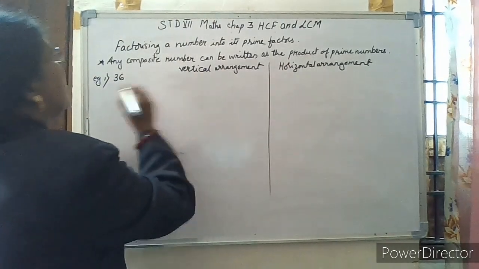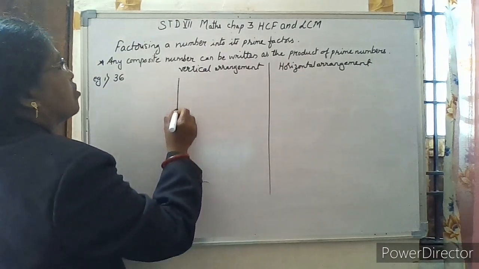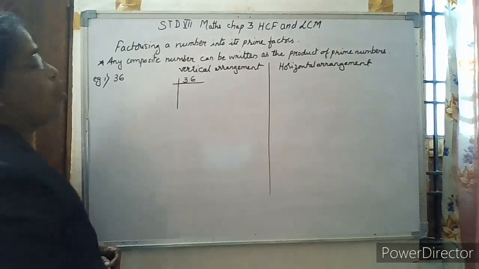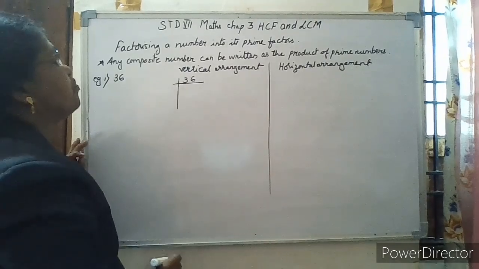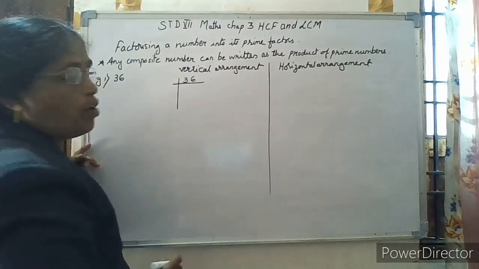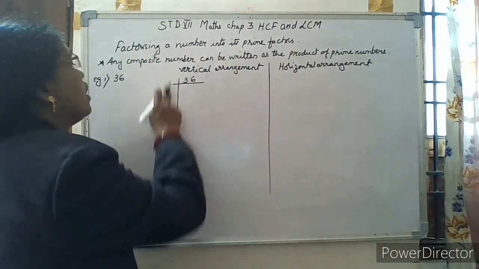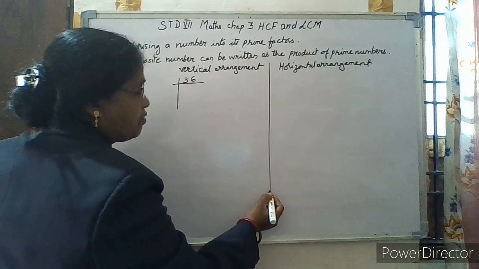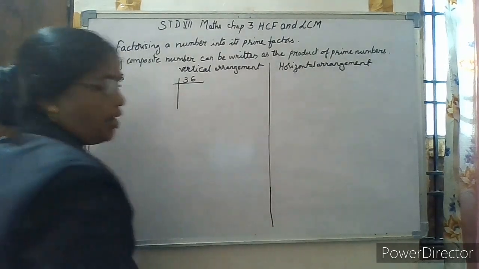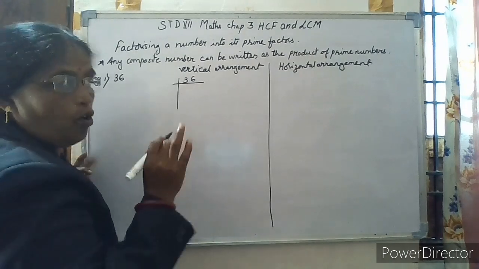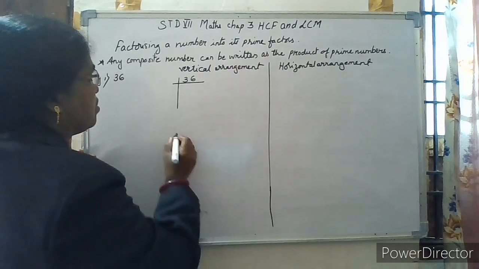Now this number 36, vertically we solve like this way. You have to write it like this way. Now for this number you have to search for prime numbers. You have to take here only prime numbers. You know the prime numbers from 1 to 100. I have taught you how to find out prime numbers.